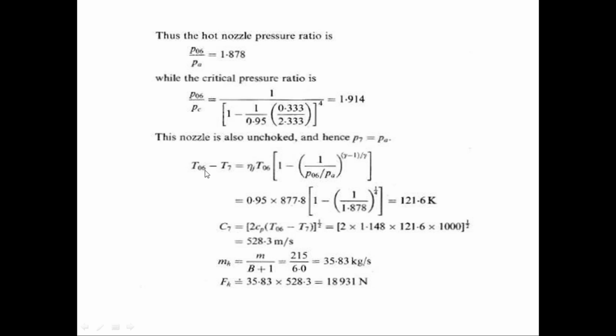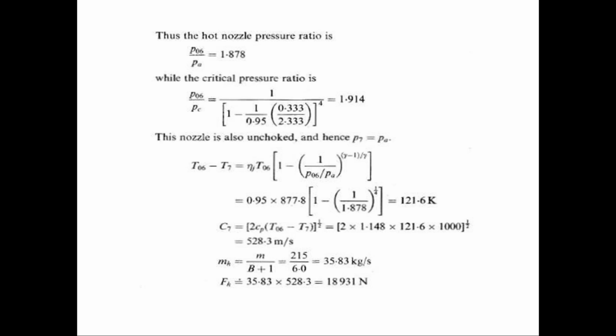Okay. So T06 minus T07 will be computed as the nozzle efficiency times T06 into 1 minus 1 over P06 by PA, PA or P7, these are equal, raised to power gamma minus 1 by gamma. You can find out the value of the temperature drop from 6 to 7, which is 122 Kelvin. Okay. Similarly, you can find out the velocity of the jet coming out from the exit at C7, which is 528.3 meter per second. The mass flow rate at the hot side is m divided by bypass ratio plus 1. mh is equal to 35.83 kg per second.